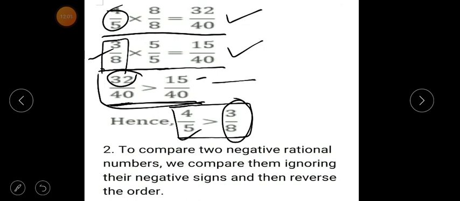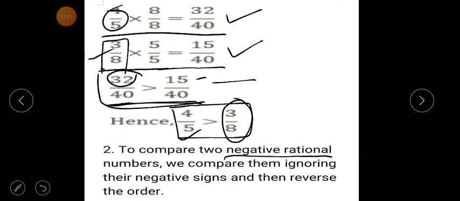We know that in rational numbers, when denominators are the same, the number with the greater numerator is greater. But if numerators are the same, then the number with the smaller denominator is greater. Always remember this thing. Now, how to compare the negative rational numbers?